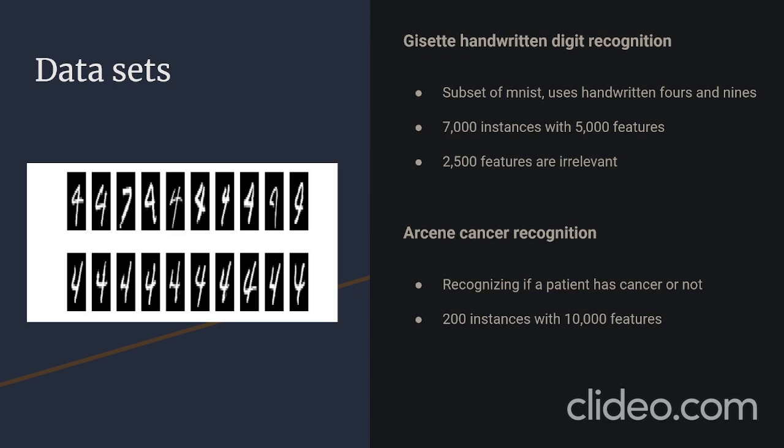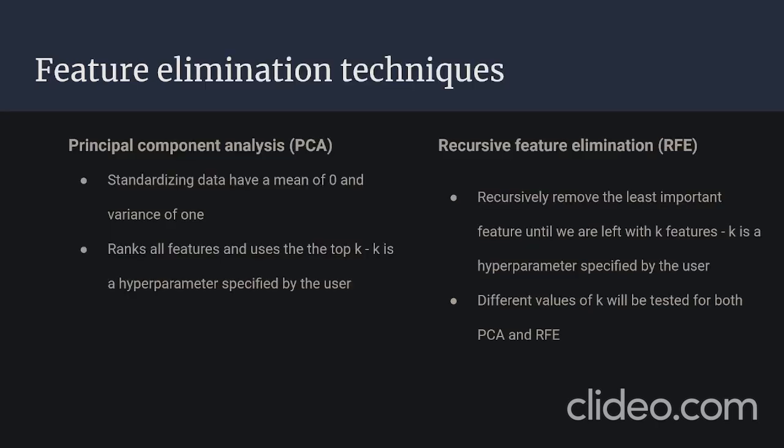And the second data set is the Arsine data set. The purpose of this data set is to distinguish between patients with ovarian or prostate cancer and healthy patients. And this has also been modified for a feature selection challenge in a similar way, resulting in 10,000 features for each image.